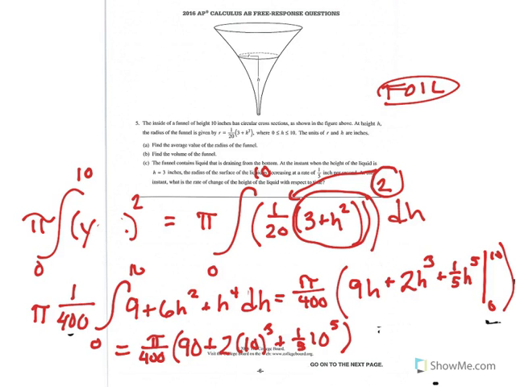If you had trouble even starting the problem, always integrate when we're finding volume. And if you had trouble figuring out how to square this thing, make it up. I would have made it up into 9 plus h to the 4th and tried from there.